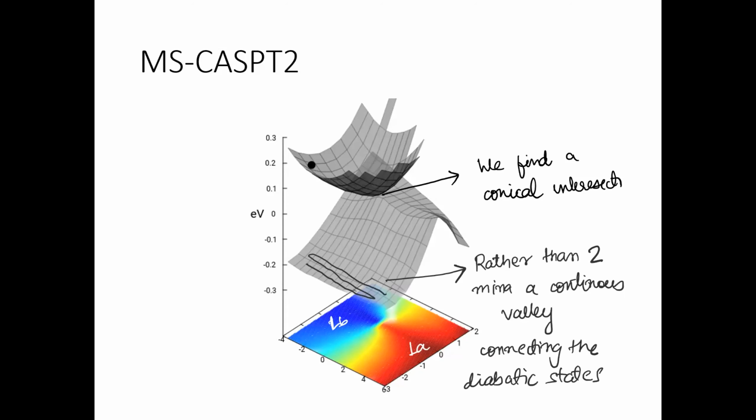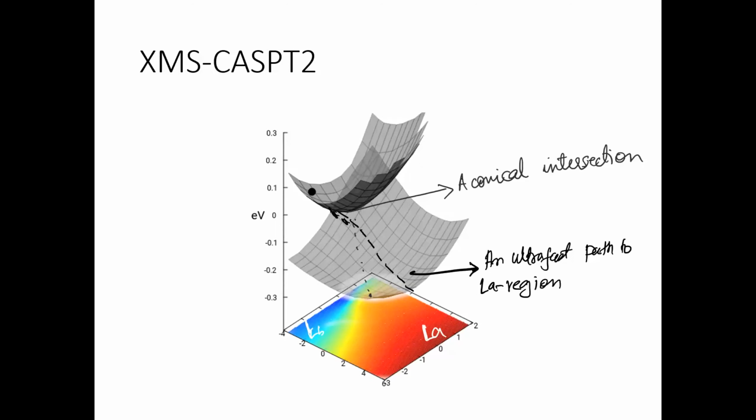And of course, we see the conical intersection, but the behavior looks quite dramatically different, because rather than two minima on the lower adiabatic surface, I see a continuous valley connecting these two diabatic states. And this doesn't even look coherent with what we see experimentally. If I try the XMS CASPT2 level, I see the conical intersection at a slightly different nuclear region, but it's there. But here I see an ultrafast path to the LA region, and the LB region, which is in blue, is quite destabilized.